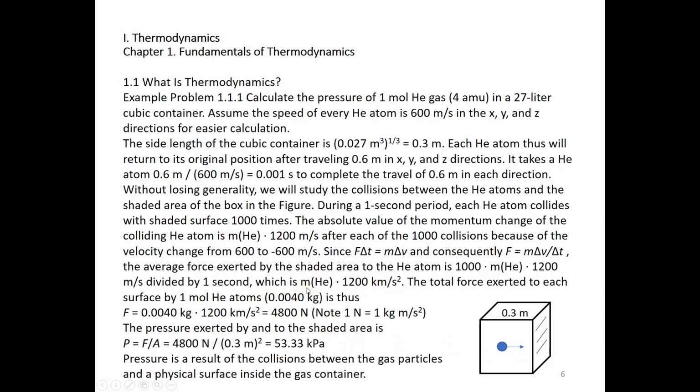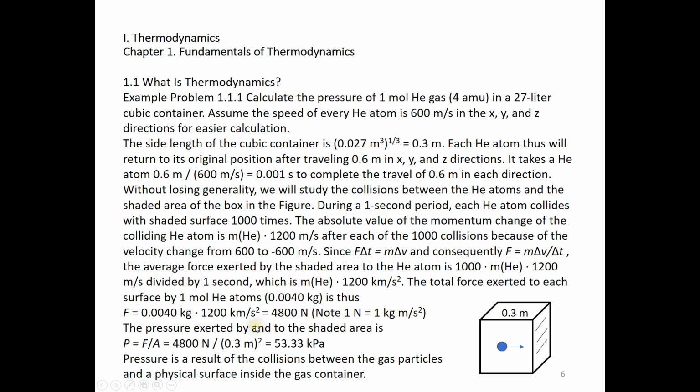How do we multiply the mass of helium by the Avogadro constant? We'll simply get the mass of 1 mole of helium, which is 4 grams or 0.004 kilogram. Kilogram is the SI unit of mass. That's why we're going to use kilogram here. Therefore, the force is the mass of 1 mole of helium atoms times this 1200 meters per second squared, and we get 4,800 newtons. Remember, 1 newton is 1 kilogram meter per second squared.